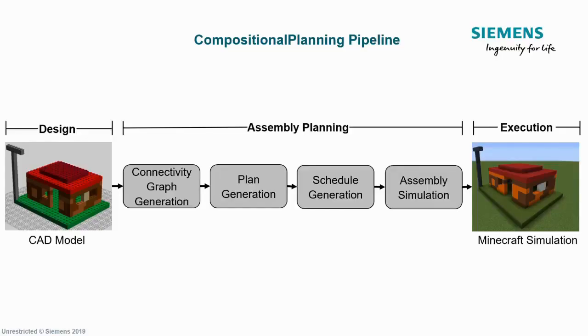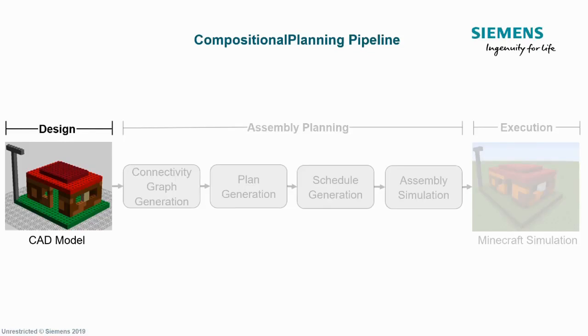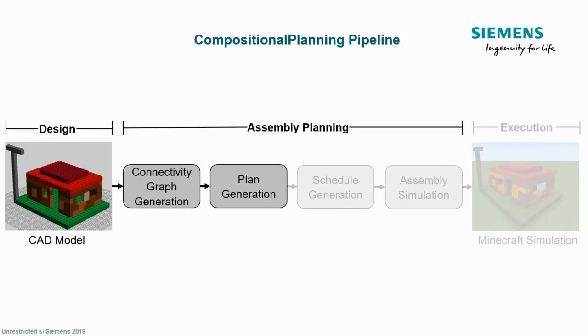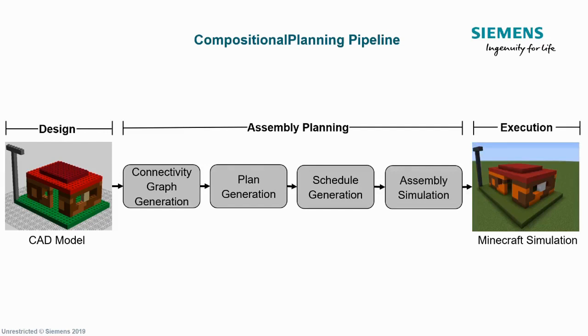Our compositional planning pipeline consists of 4 steps. The first step is to infer a connectivity graph from a CAD model. The second step generates string diagrams from the connectivity graph. These string diagrams correspond to assembly plans for the CAD model. Since there are many possible string diagrams, we focus on 2 kinds of plans: sequential plans and parallel plans. The third step generates a schedule for a plan, defining an order for the operations that must be executed in the assembly process. The fourth step executes the schedule. We simulate the execution in Minecraft for visualization and for measuring its performance in terms of time to build.